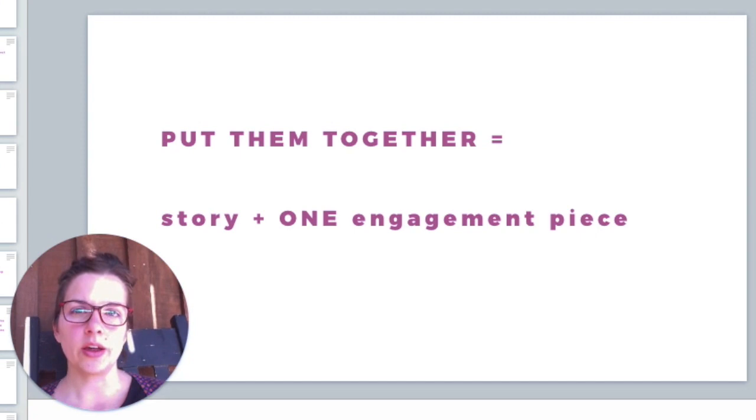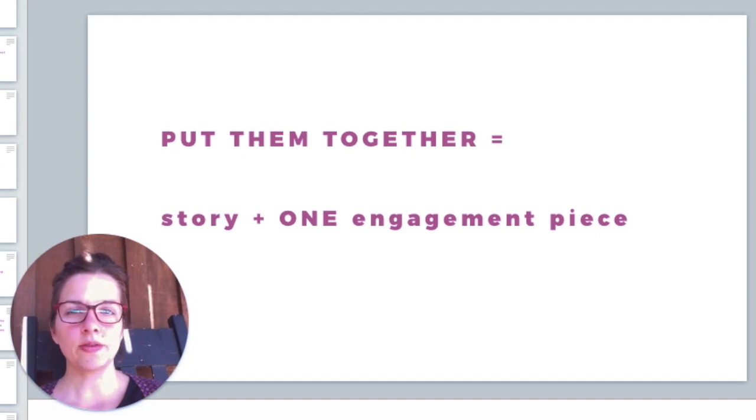So then you're going to put them together. You're going to take the story, any one of your stories from your mind map that we just talked about, and then you're going to take one engagement piece. Half the time that's going to be a giving piece, half the time that is going to be an asking piece. And you are just going to meld those together and add a call to action on the end, and there you have a social media post.